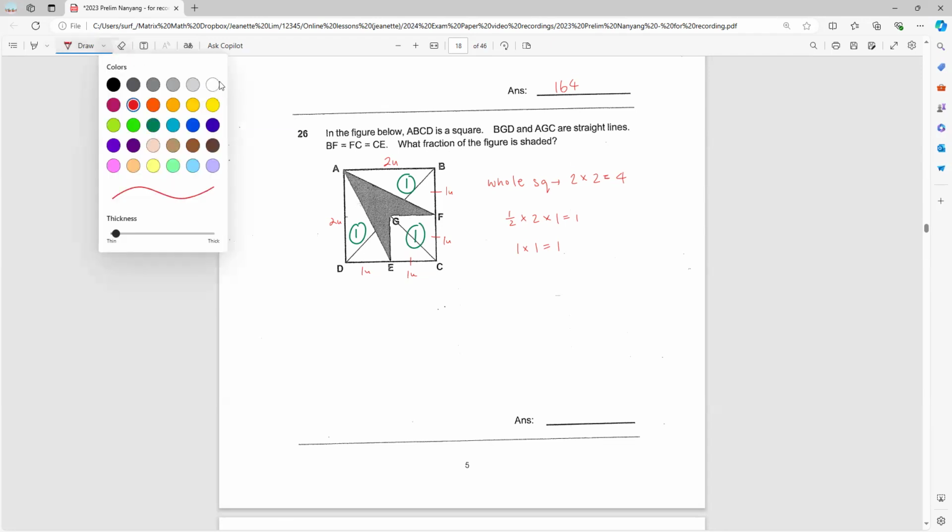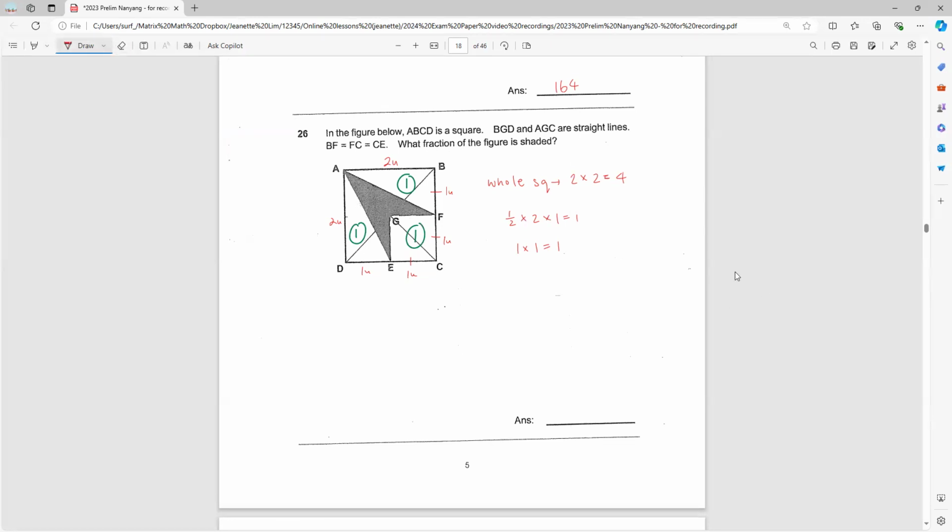So if the whole square is a 4, the unshaded parts will be 3, right? Then the shaded: 4 minus 1 minus 1 minus 1, which is 1. 1 out of 4. Okay, so the shaded over the total is 1 out of 4, 1/4.